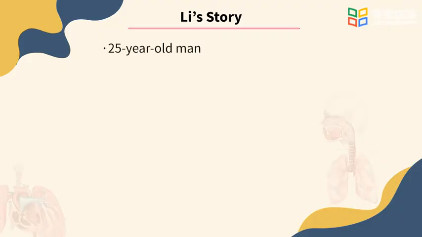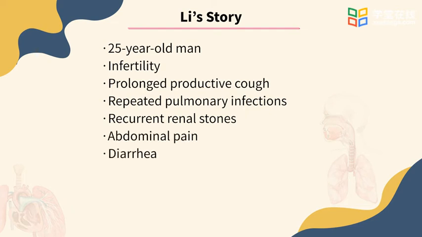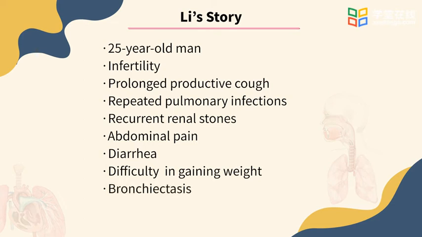Let's start with a case. Mr. Lee is a 25-year-old man. He presents to the clinic for evaluation of infertility. He has a lifelong history of productive cough and repeated pulmonary infections and recurrent renal stones. He also has many other chronic problems, such as abdominal pain, diarrhea, and difficulty in gaining weight. His chest X-ray suggests bronchiectasis, which means dilation of the bronchi.